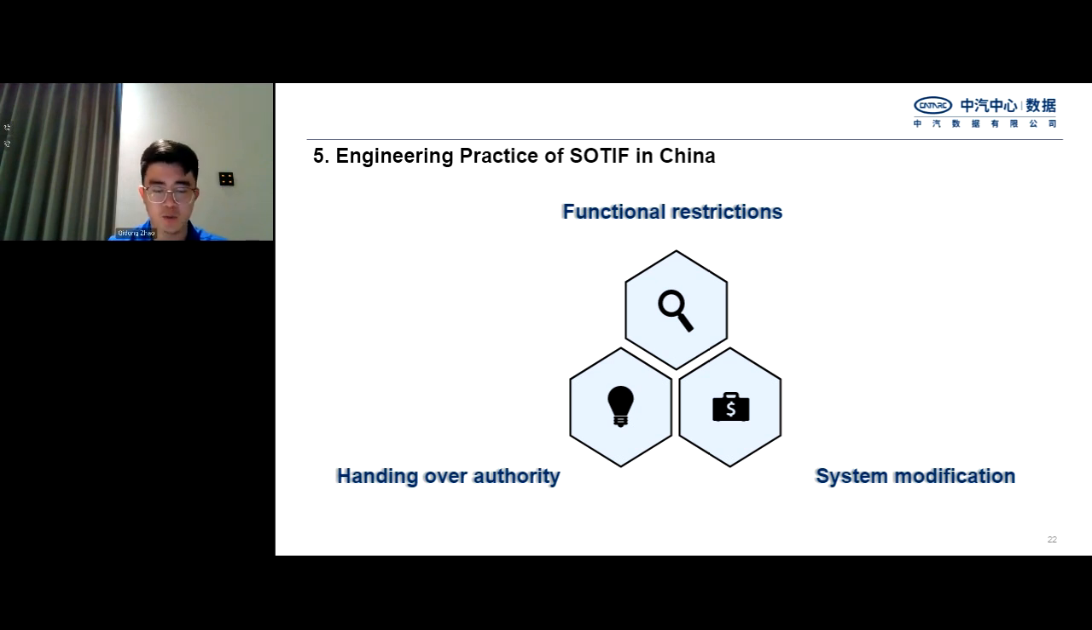But on the other hand, if we cannot improve the system more, then we can restrict the function ODD. So, for example, if we see a toll station or a construction site, and currently we don't have any solutions for these scenarios, then we need to send a warning to the driver, quit the system, and hand over the authority to the driver. So that is pretty much how we deal with the current problems regarding SOTIF in China.